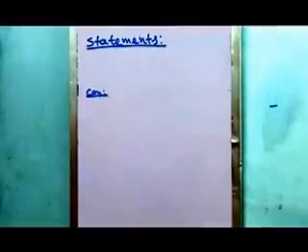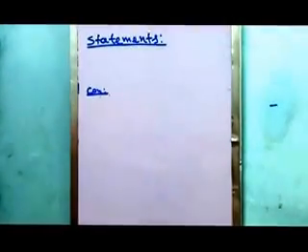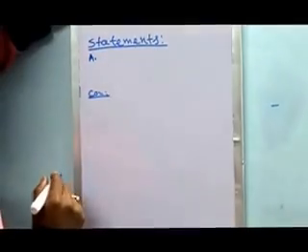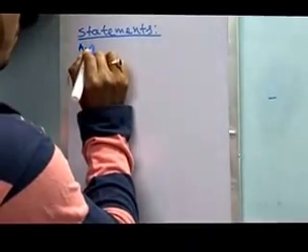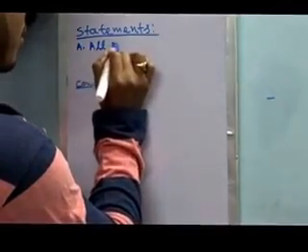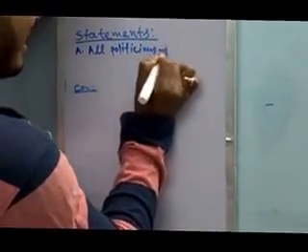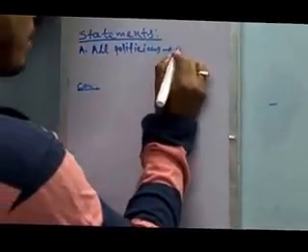Okay, so let's draw the third one and the last one for this particular session. Stay tuned for a few more minutes. Now the statement tells, statement A, all politicians are corrupt.